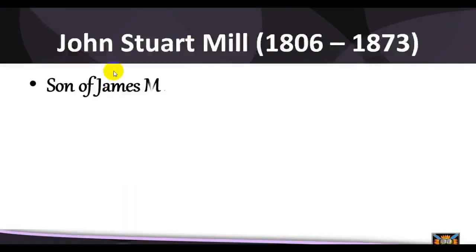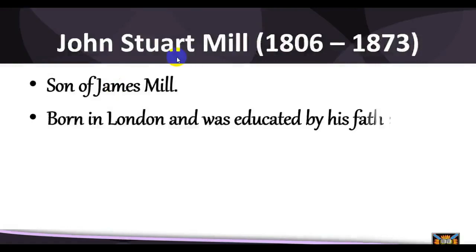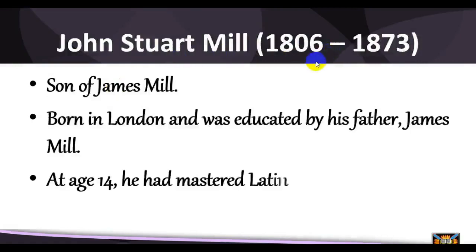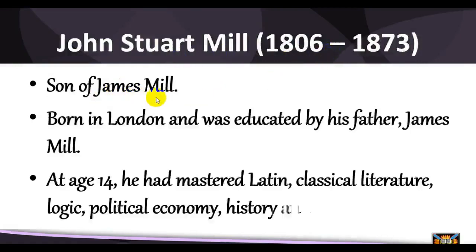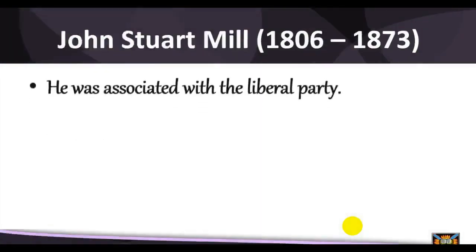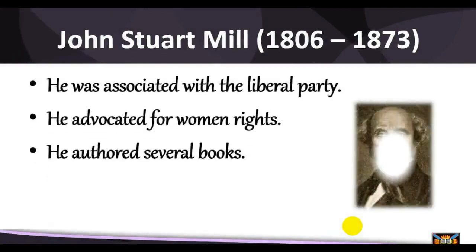John Stuart Mill, 1806 to 1873. John Stuart Mill was the son of James Mill. He was born in London and was educated by his father, James Mill. By the age of 14, he had mastered Latin, classical literature, logic, political economy, history, and mathematics. He entered the East India Company as a clerk at 17. He became the director of the company and retired after 33 years of service.